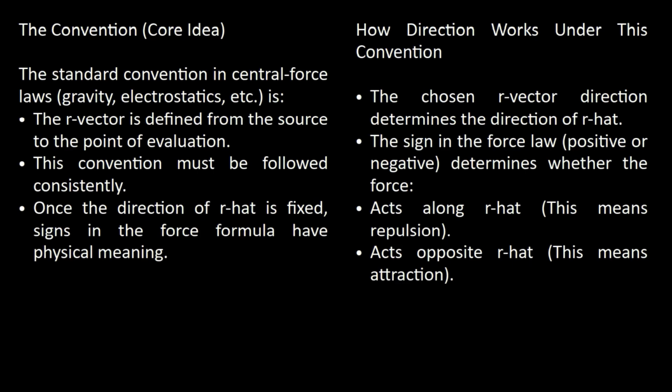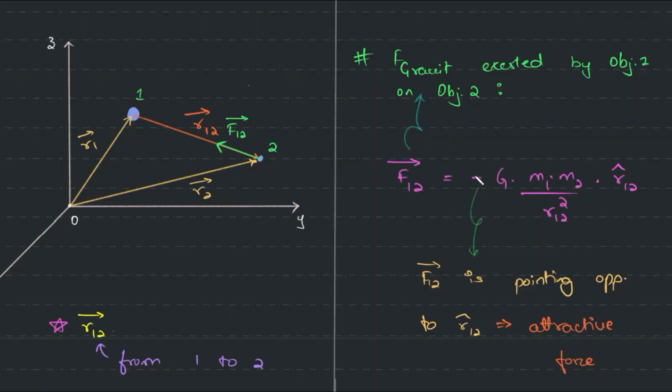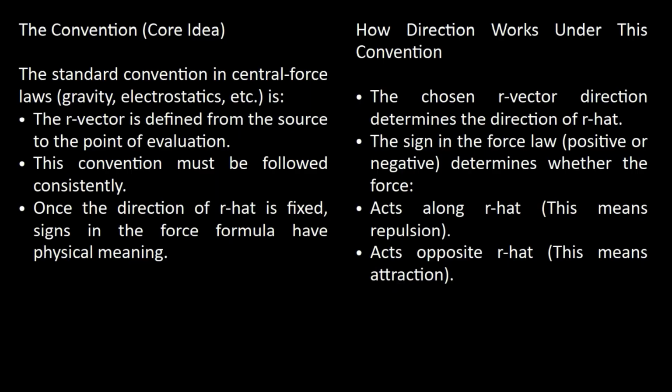Once the direction of r cap, that is the unit vector, is fixed, signs in the force formula have physical meaning. Then you can talk about it being positive or negative, and it will make sense. Since we have fixed R12, since we have fixed this convention, you will end up with a negative sign for all gravitational forces, because it's always a pull force, right?